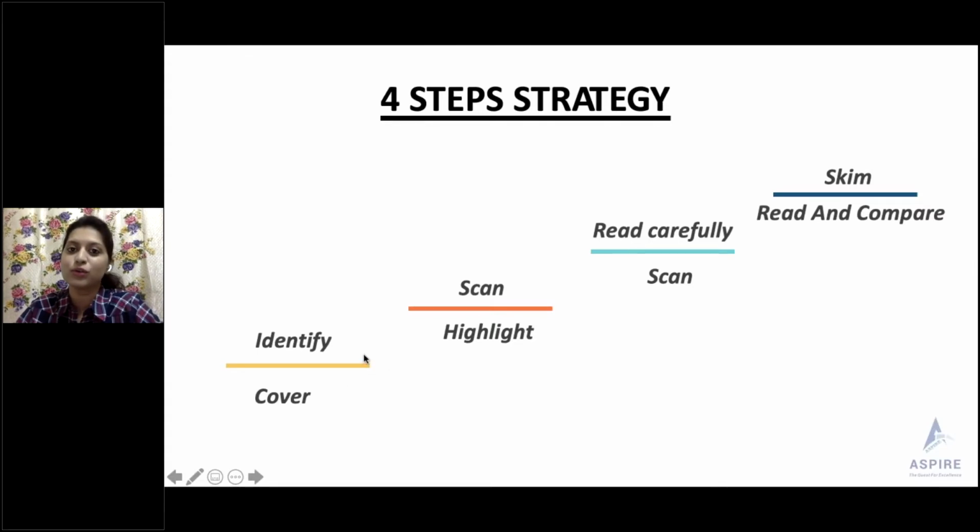Generally, how do we go about the reading module? We identify, we scan, then we read carefully, get an answer, mark an answer, and then you skim. Skim is basically fast reading. You just try to get the purpose of it.